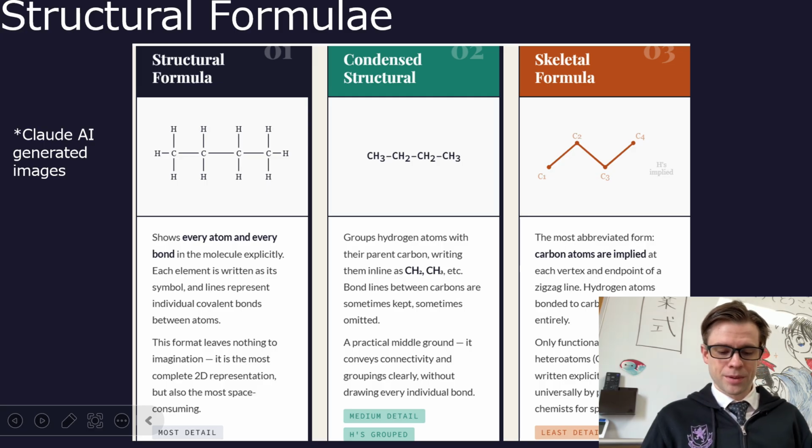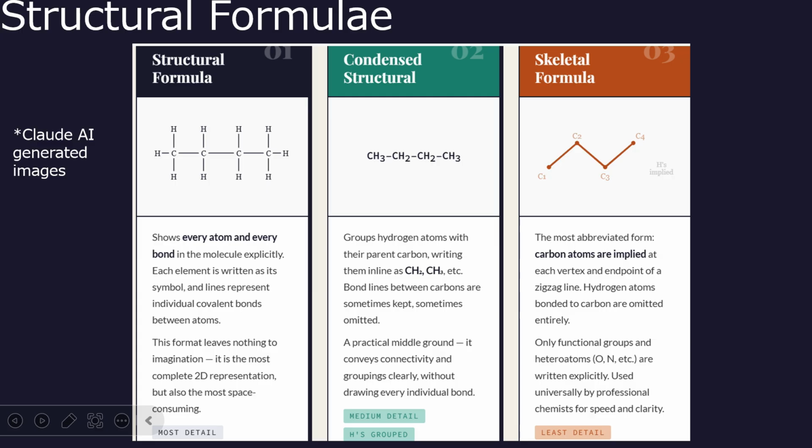Then the skeletal formula. Although this one requires some practice and learning, I think everyone who goes on to study chemistry will really appreciate the skeletal formula notation because you can draw things really quickly, and if you're in a room full of chemists, everybody will know what you're drawing. So this is the most abbreviated form. Carbon atoms are implied at each vertex, each corner of a sort of zigzag chain. Hydrogen atoms bonded to carbon are omitted entirely.